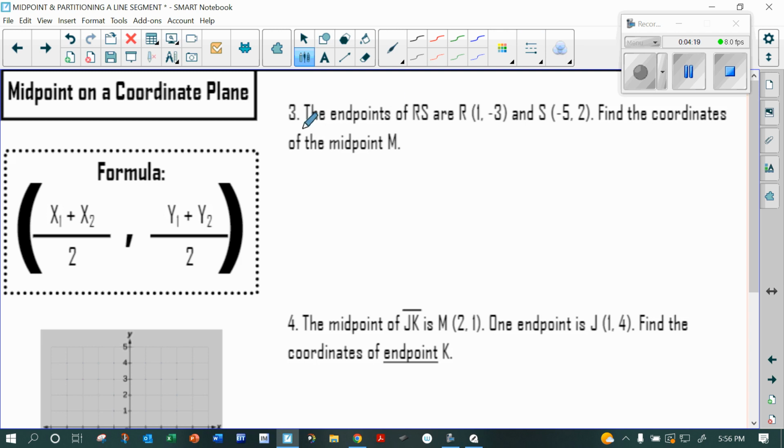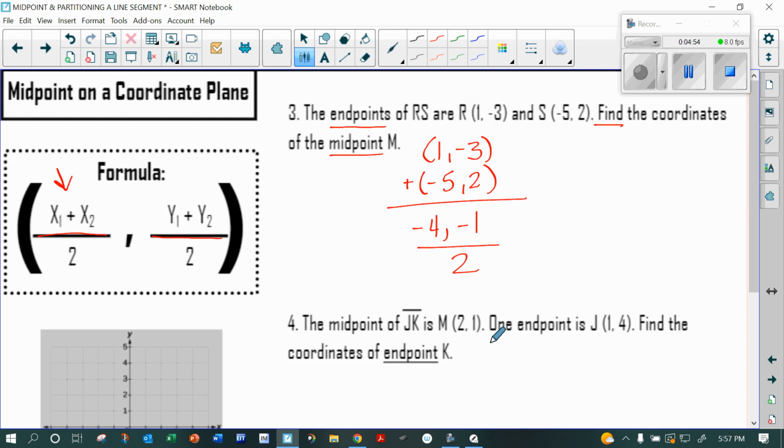So if they're telling me the endpoints, and they said to find the midpoint, then I'm going to take these 2 points right here, so 1, -3, plus -5, 2. So I'm going to add them together. I'm going to add the x's together, just like it says to do here. Add your x's. So 1 plus -5 is -4. -3 plus 2 is -1. And then it says to divide by 2. So now I'm going to divide the whole thing by 2.